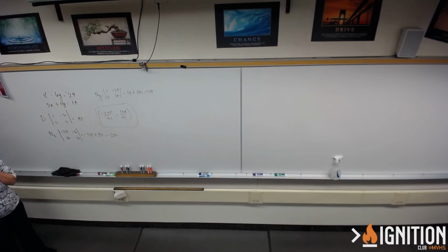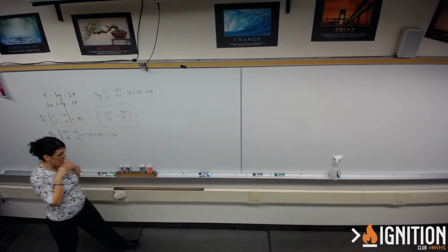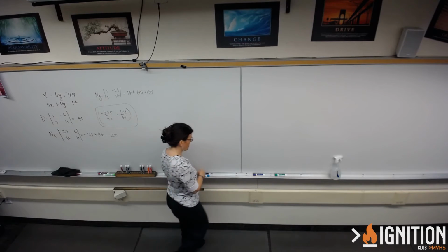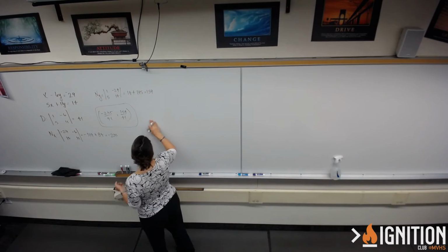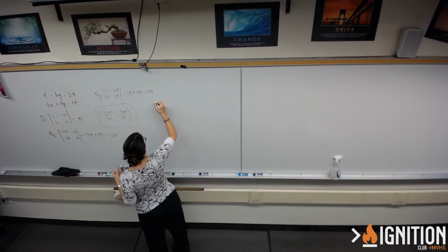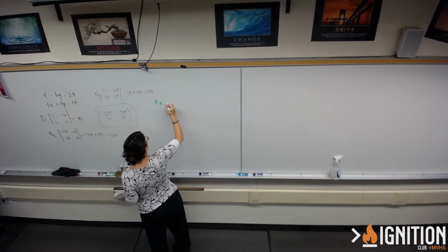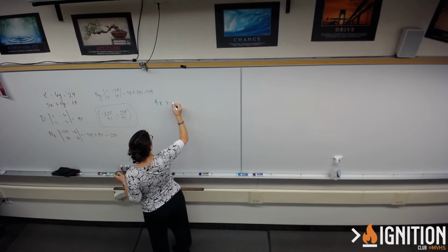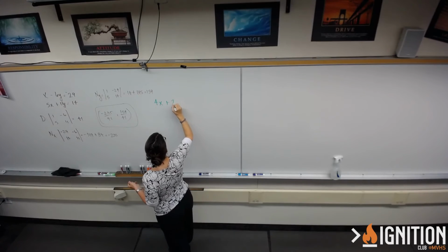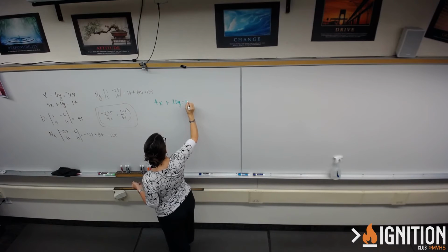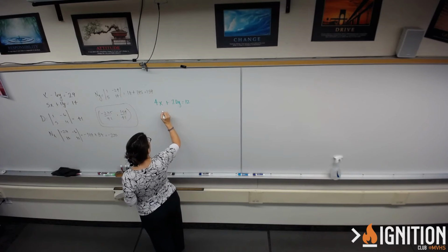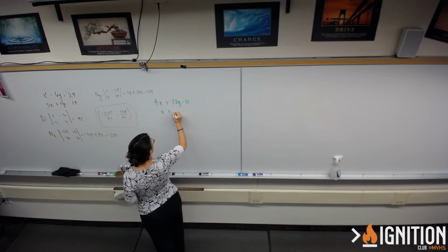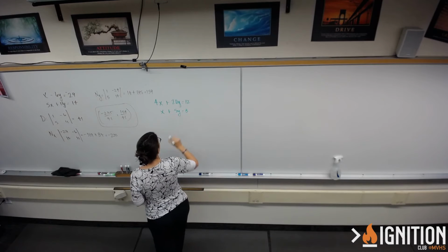What happens if the denominator is 0? Zero in the denominator is an issue. Agreed? Yeah, 0 in the denominator is a problem. Okay, so let's see what happens. Let's just say you have 4x plus 20y equals 12, and x plus 5y equals 3.